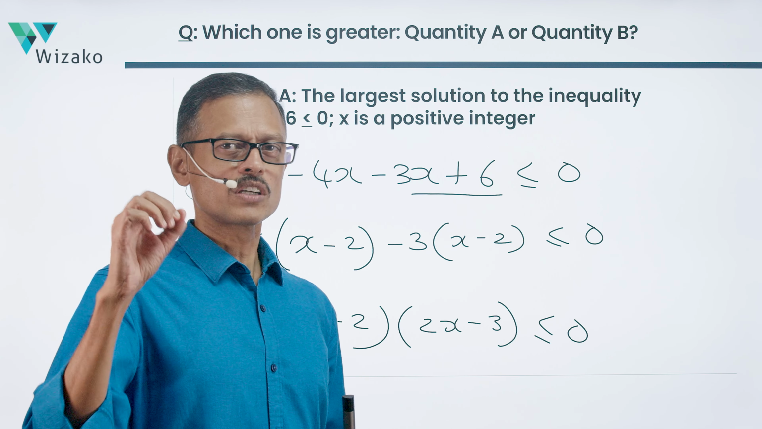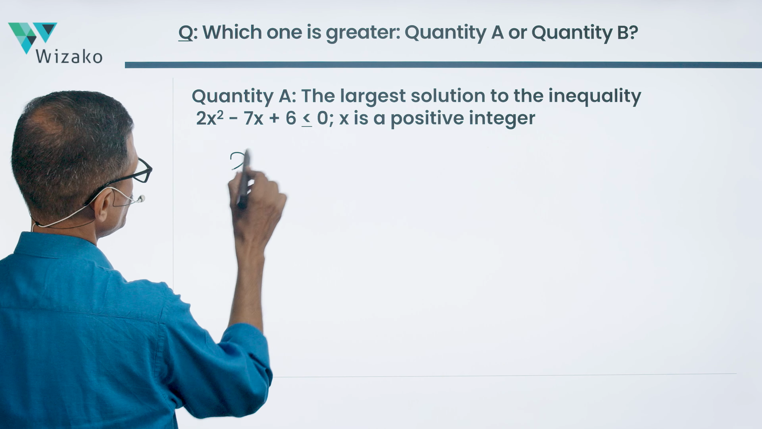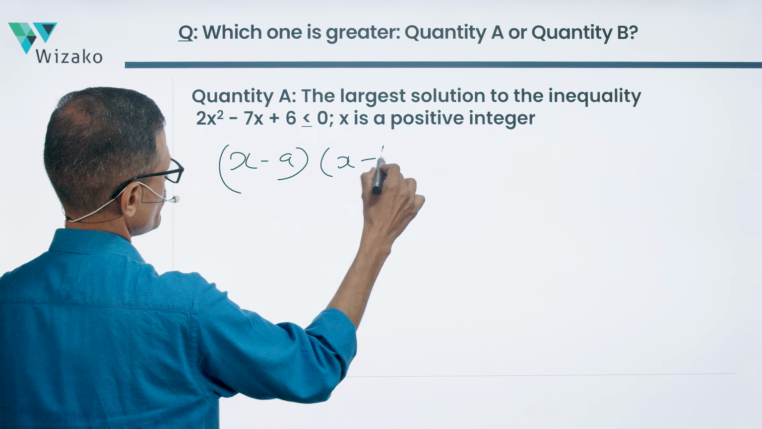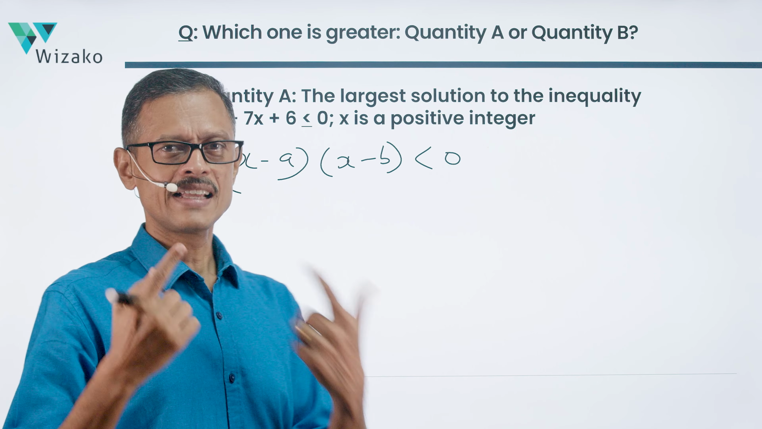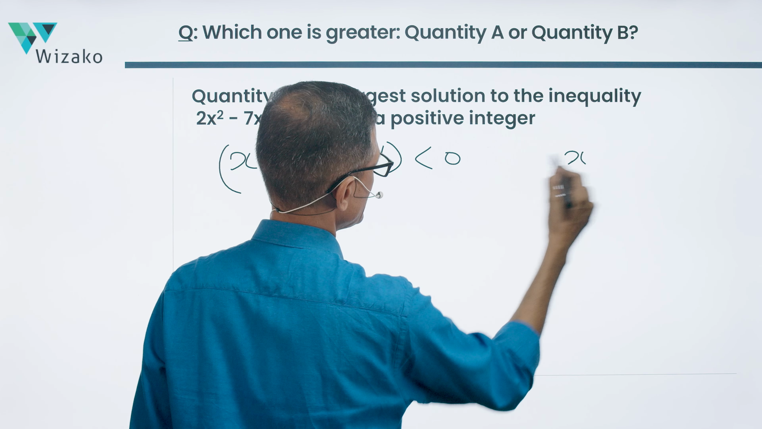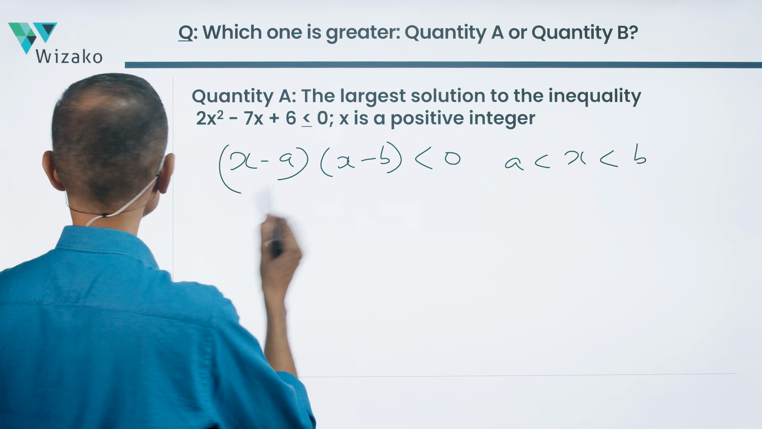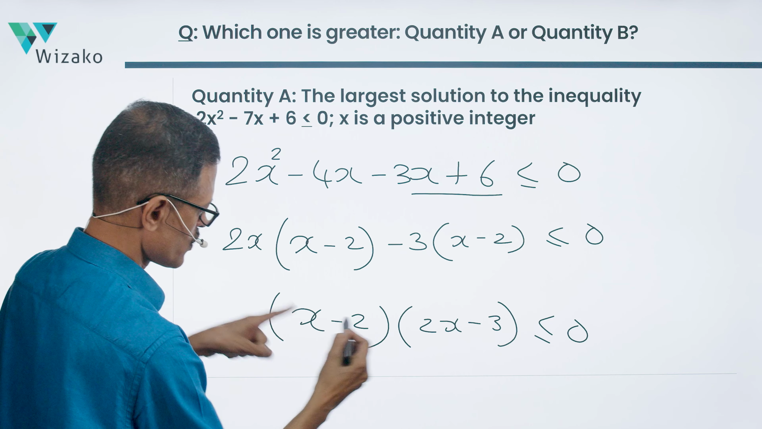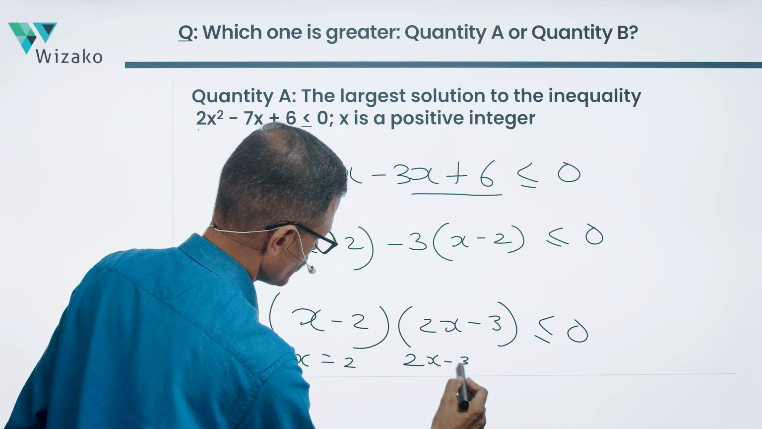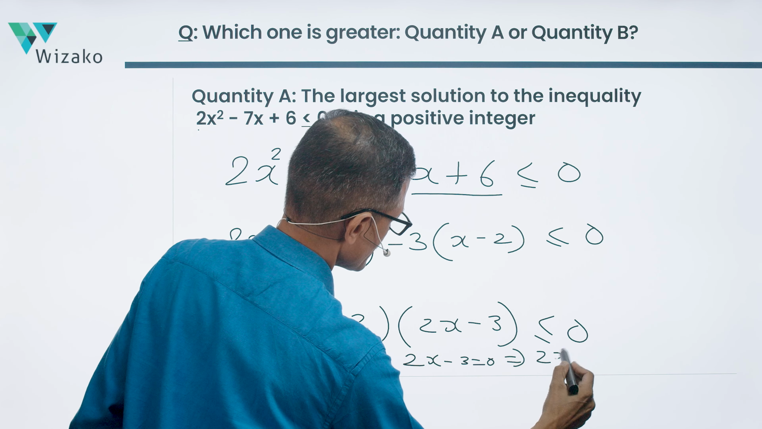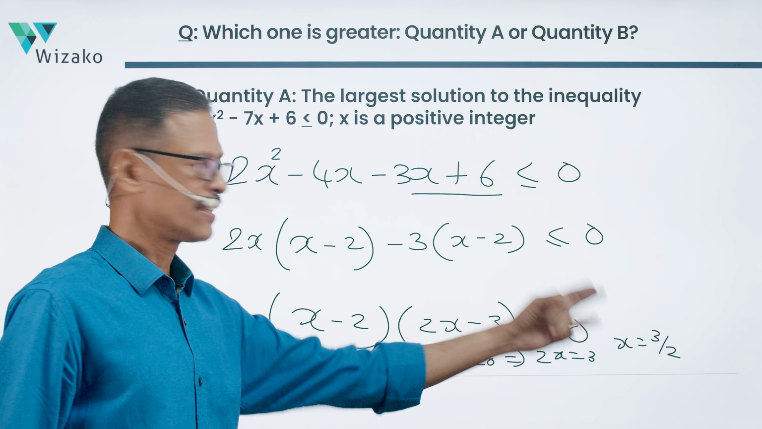I'm going to quickly tell you what the rule is and move on. I'm not going to say why the rule works the way it works. If we have an inequality of the form x minus a times x minus b is less than 0, we'll come to less than or equal to in a while, then essentially the value of x will lie between the two roots. Let's for a moment think of a to be the lower value and b to be the higher value. What are the roots for us? The roots are basically obtained by equating this to 0. x equal to 2 is one root. 2x minus 3 equals 0. If you equate it to 0, you will get 2x is equal to 3, or x is equal to 3 by 2. So the values of a and b for us are 3 by 2 and 2.